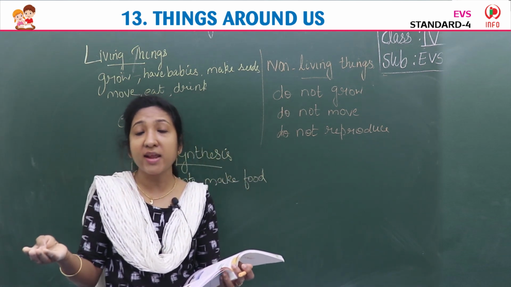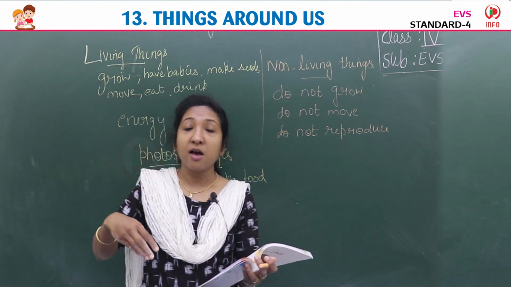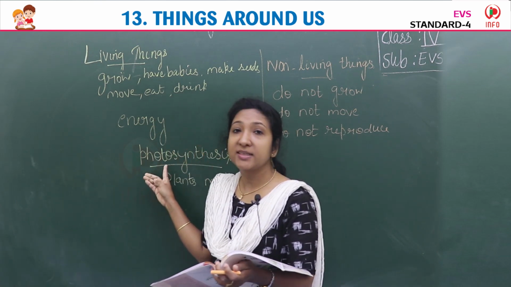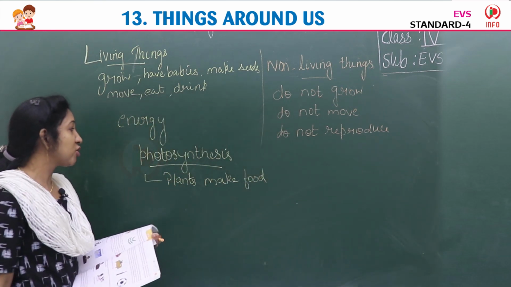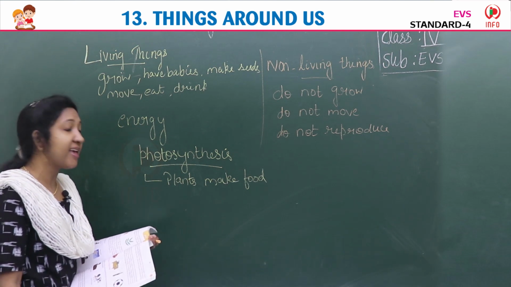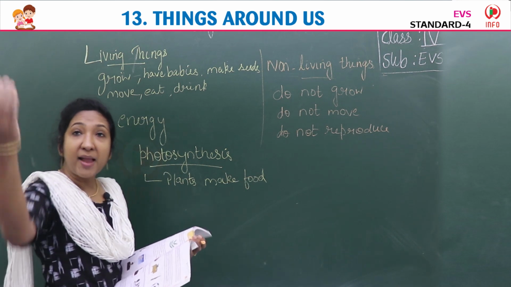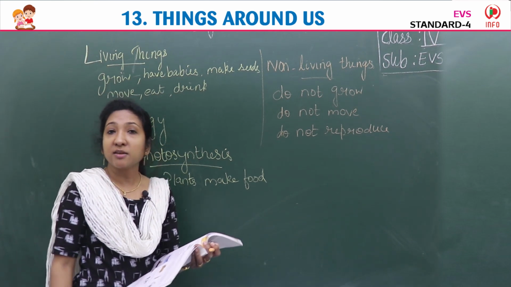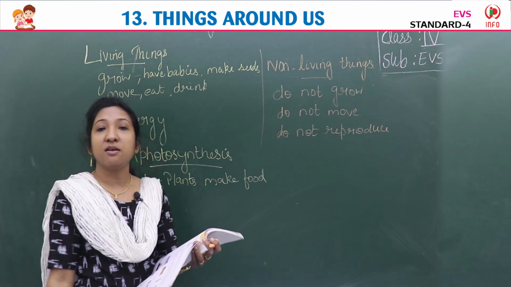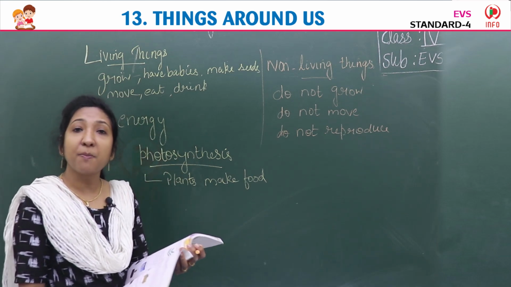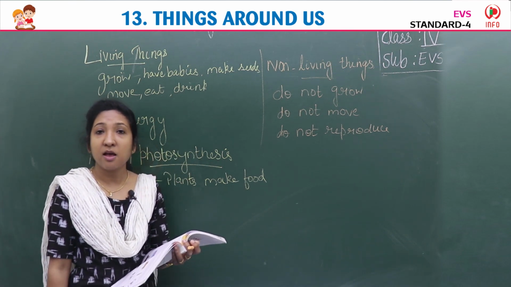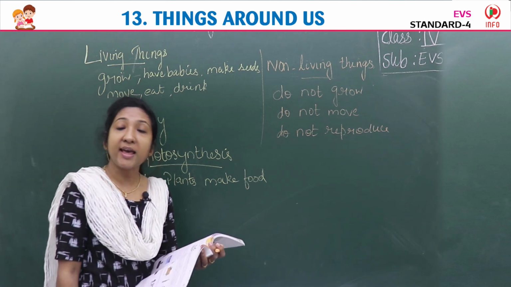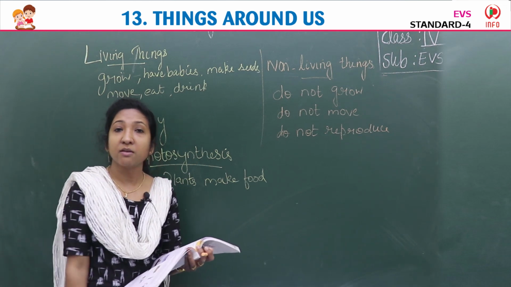So plants require energy. How? From the nutrients. How do they get the nutrients or the food? They make their food by photosynthesis, we say. Photosynthesis means plants trap, they catch the light energy from the sun. Using that energy, air and water, they prepare the food. Even human beings require energy for doing daily activities. So we are getting energy from the food we eat, isn't it?